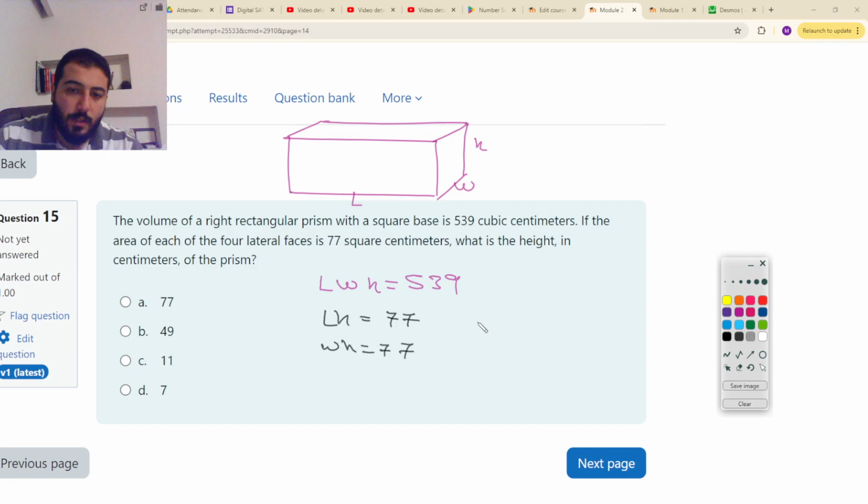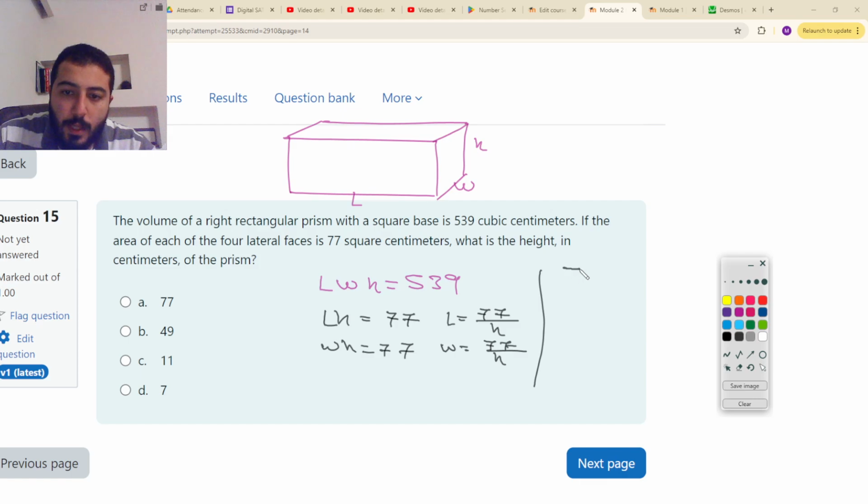So first, let's substitute the length and the width in terms of height. What is the length? The length is 77 over height, because this is the area of this face, and he said the area of each of the four lateral faces is 77 square centimeters. And the width is 77 over the height also. So let's remove the width and the length, putting their values.